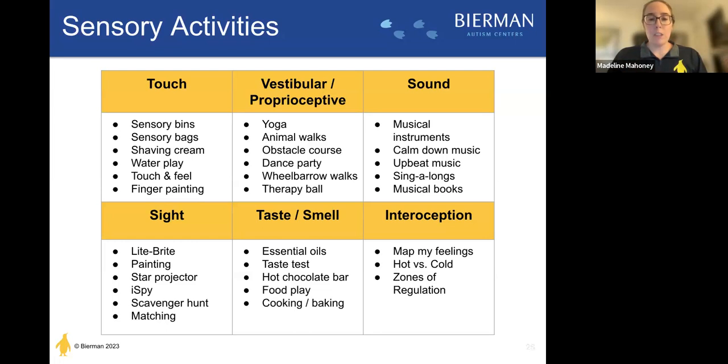So if you guys have questions or want to collaborate more on any of these areas, feel free to reach out to me if I'm your child's OT, or any of the OTs in any other center would be more than happy to talk more about all of these different sensory strategies. And then Molly is going to close it out and we'll answer questions at the end.